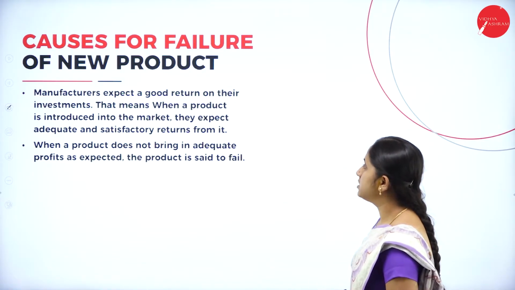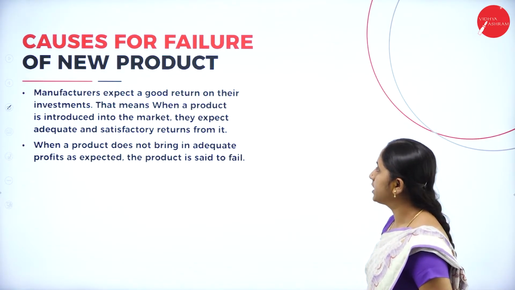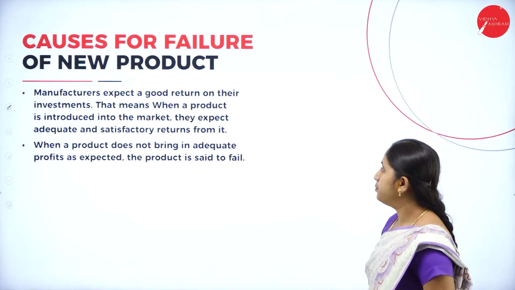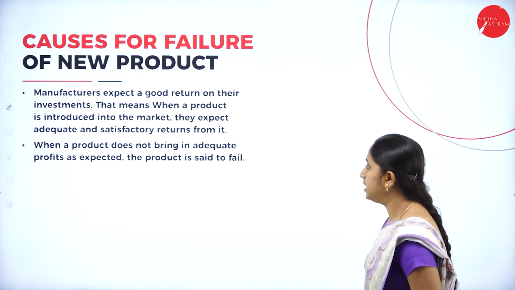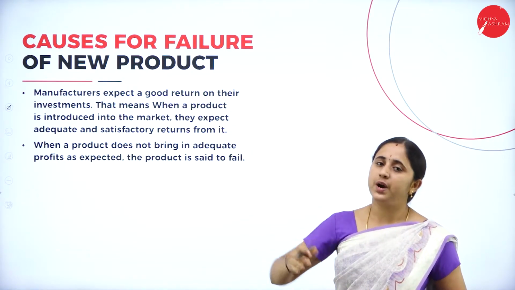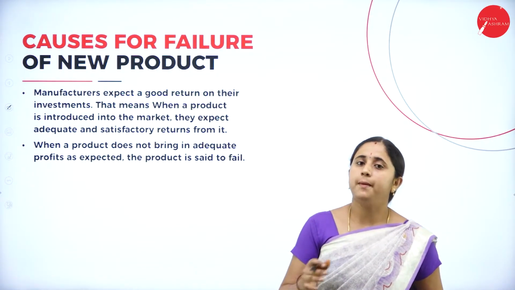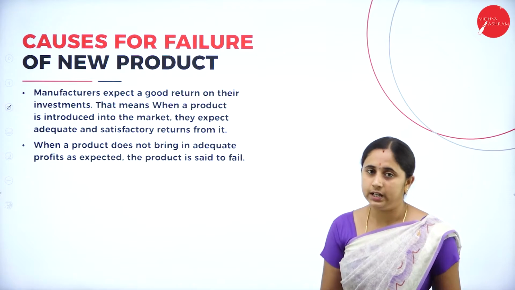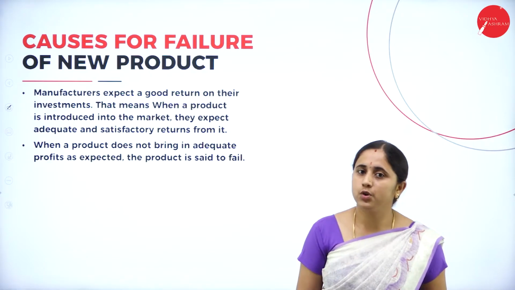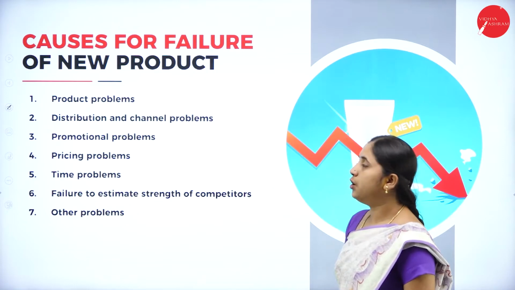So the manufacturer expects a good return on their investment. That means when a product is introduced to the market, they expect adequate and satisfactory returns from it. When a product does not bring in adequate profit as expected, the product is said to fail. That means the product fails to satisfy the customer as well as the organization or manufacturer, so the product fails in the market. So what are the reasons for failure of a product? Let us discuss the causes for failure of a new product.